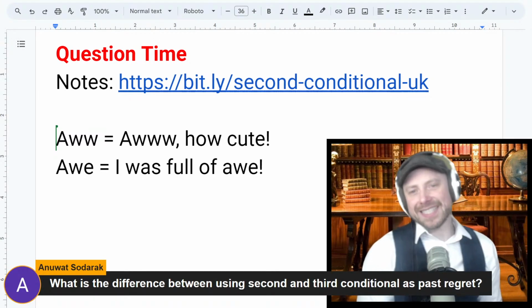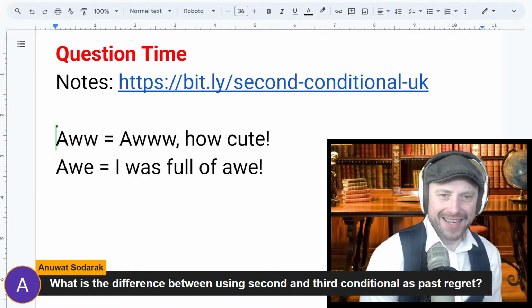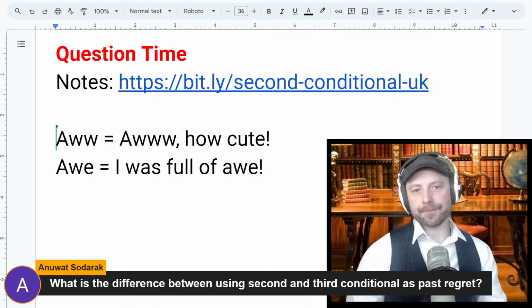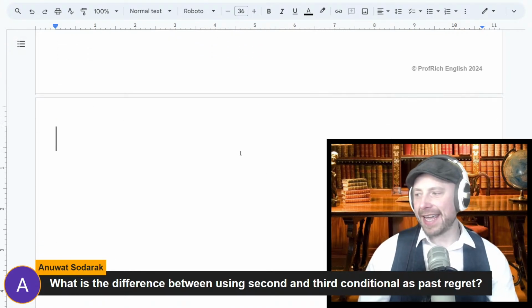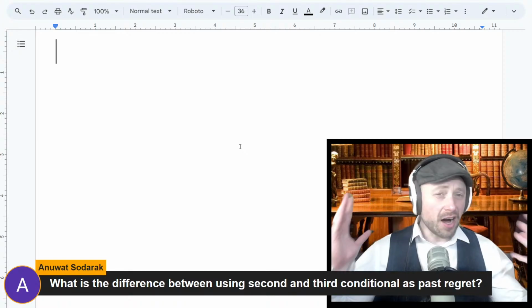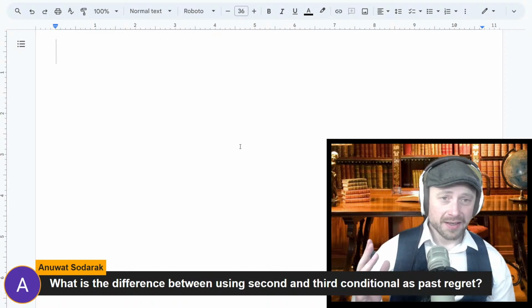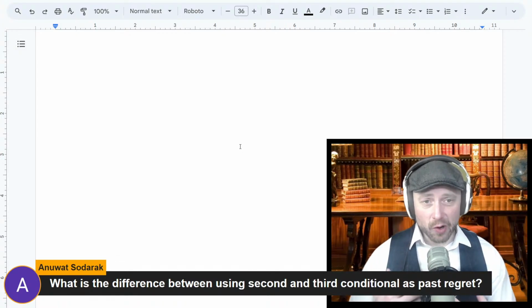Anawat says, what is the difference between using second and third conditional as a past regret? So, the third conditional, Anawat, is the archetypal conditional for regret.